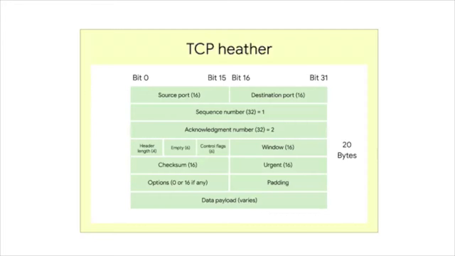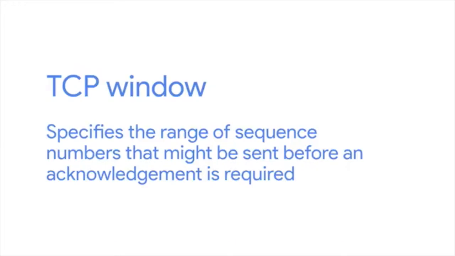The next field is a 16-bit number known as the TCP window. A TCP window specifies the range of sequence numbers that might be sent before an acknowledgement is required. As we'll cover in more detail soon, TCP is a protocol that's super reliant on acknowledgements. This is done in order to make sure that all expected data is actually being received and that the sending device doesn't waste time sending data that isn't being received.